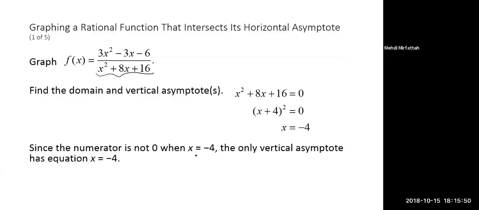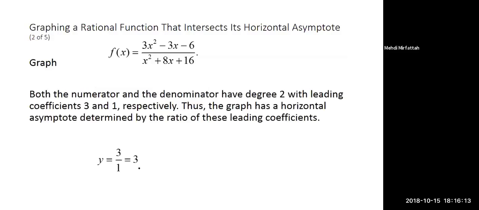That's factorable. So in this case, since the numerator is not 0 when x equals minus 4, the only vertical asymptote has equation x equal to minus 4. So now we've got our domain, negative infinity to negative 4, union negative 4 to infinity. In this example also, both the numerator and denominator have a degree of 2 with leading coefficients of 3 and 1. So we said the horizontal asymptote would be 3 over 1, which is 3.